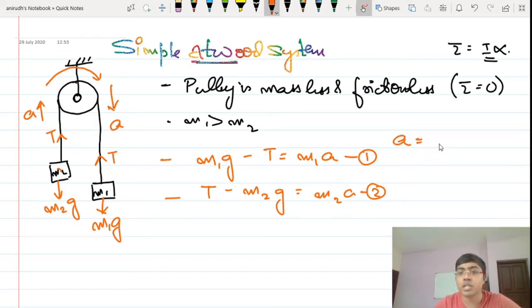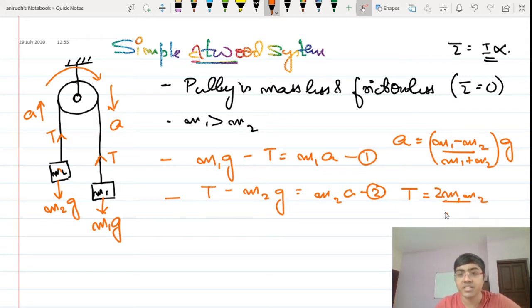So a will be equal to (m1 minus m2) by (m1 plus m2) into g. So this is something that we all learned, isn't it? This is by heart. These equations are by heart for us. Now T is equal to 2 m1 m2 divided by (m1 plus m2) multiplied by g. Okay, these are the two important equations that we are supposed to keep by heart.